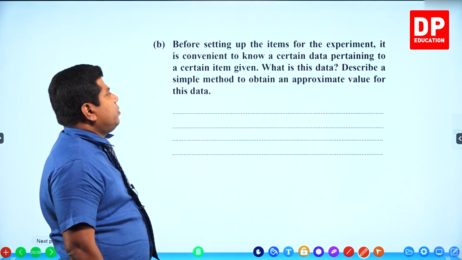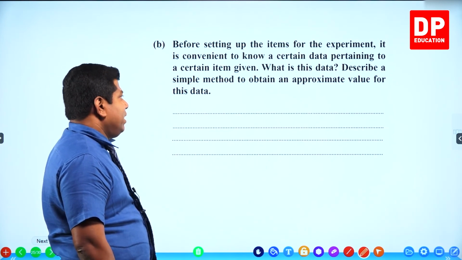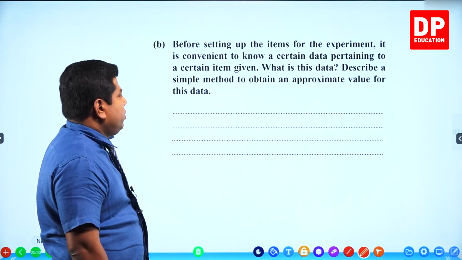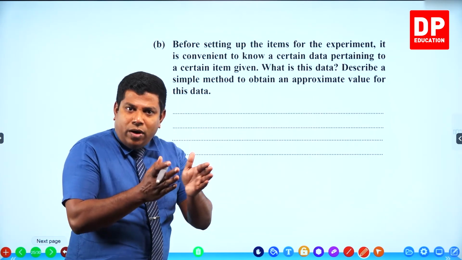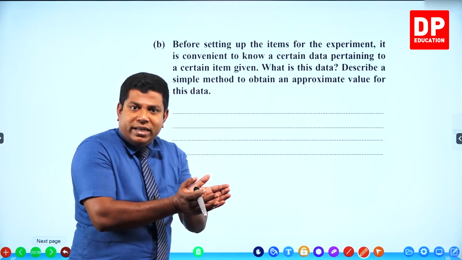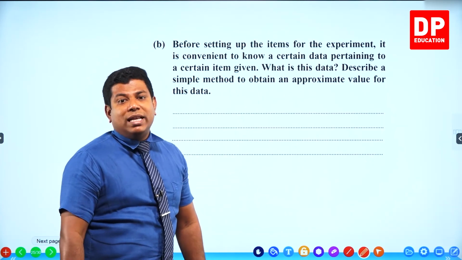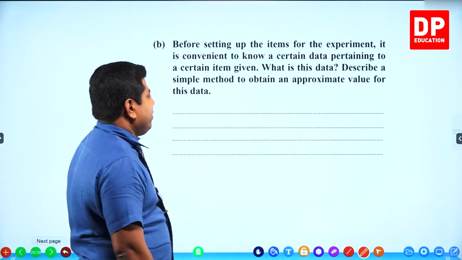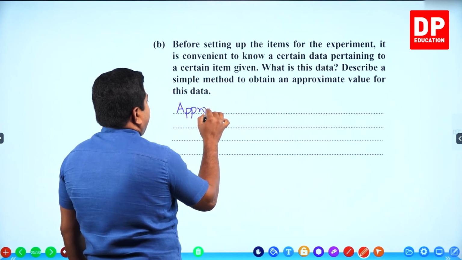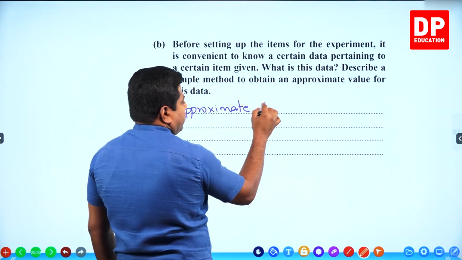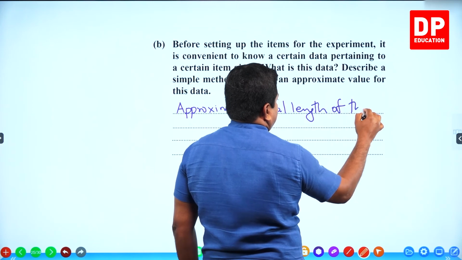Before setting up the items of the experiment, it is convenient to know certain data pertaining to a certain item given. What is this data? Describe a simple method to obtain an approximate value for this data. When I was doing the concept, I explained: you get the parallel rays on the lens, converge them at a point, find the distance between the convergent point and the optical center of the lens. That will give you the approximate focal length. So let's write it. What is this data? Approximate focal length of the lens.